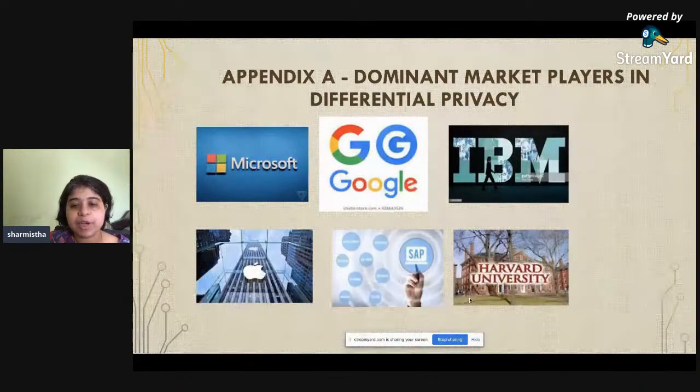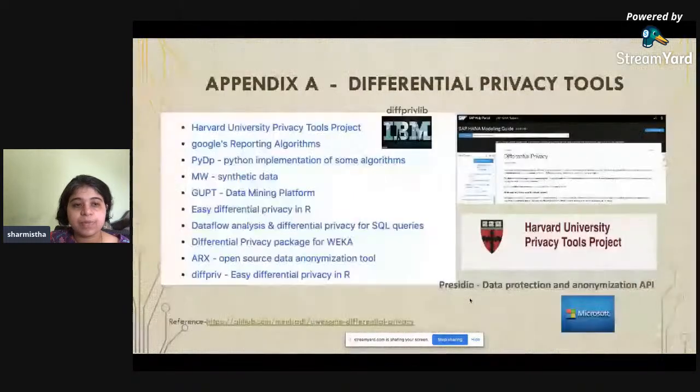And these are the open source providers which are giving differential private solutions. You can check others as well, other than IBM and Google. So I tried to put the tools. We can use Harvard University's and other tools in R, if you're comfortable, you can try it out.